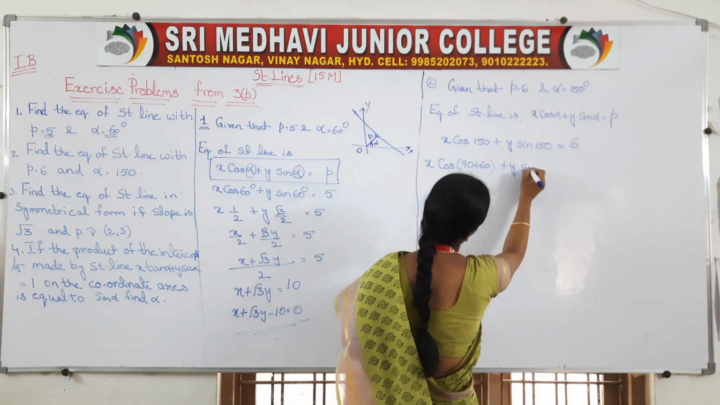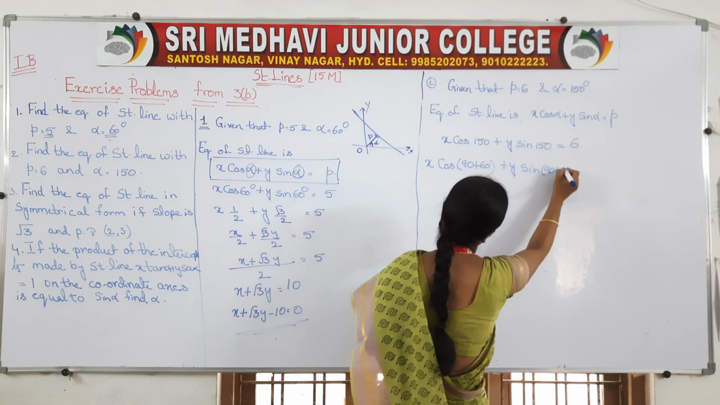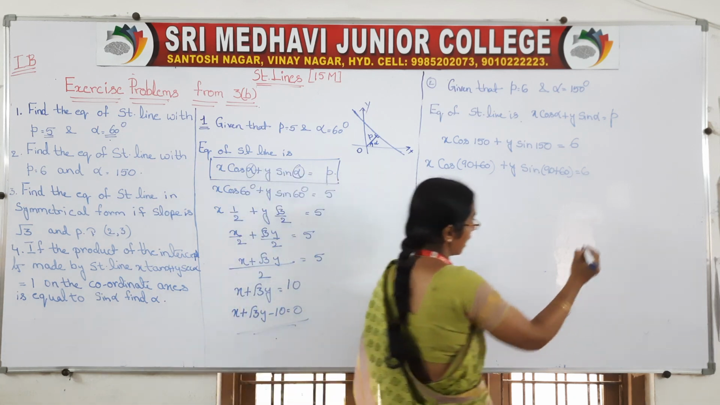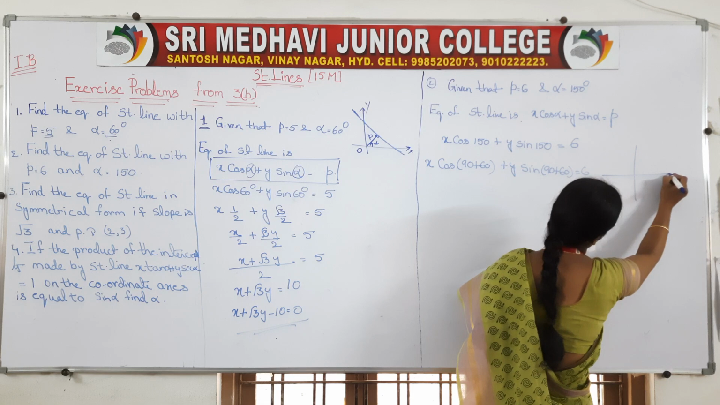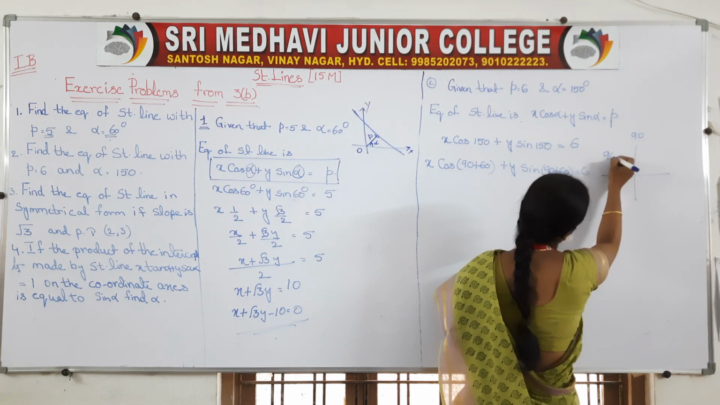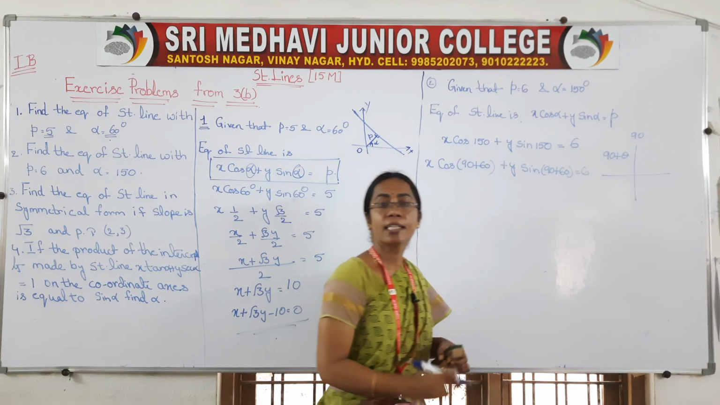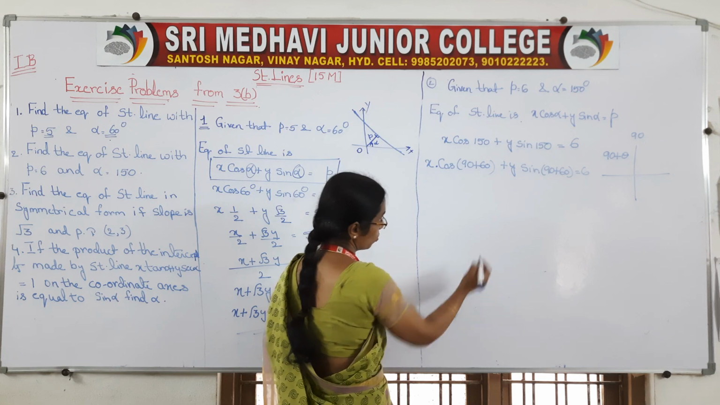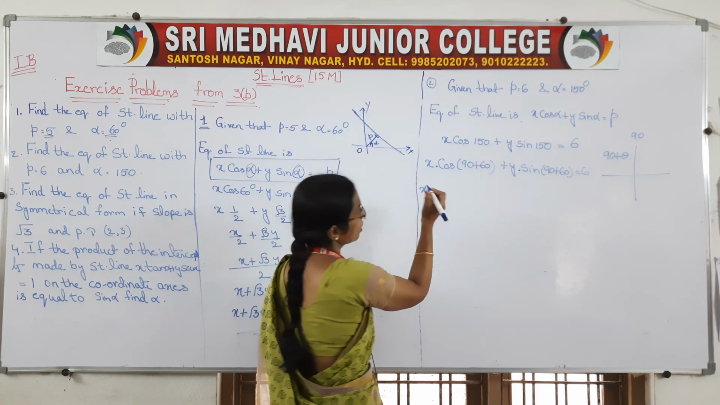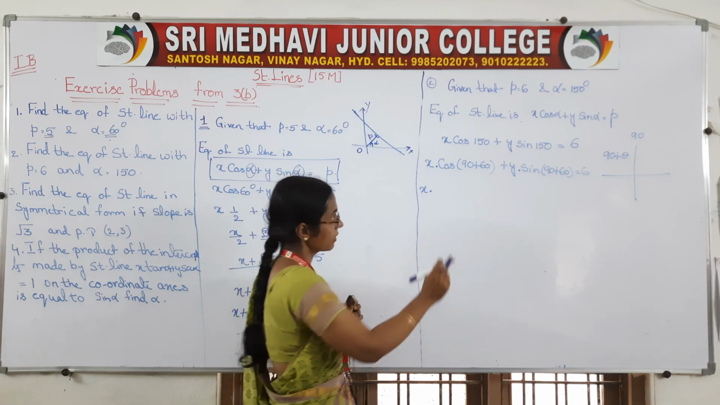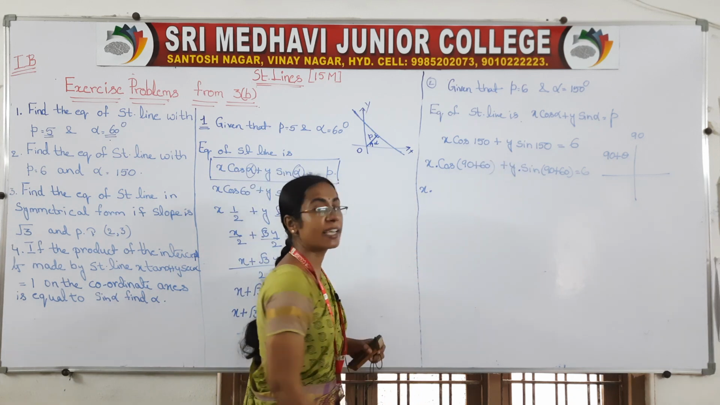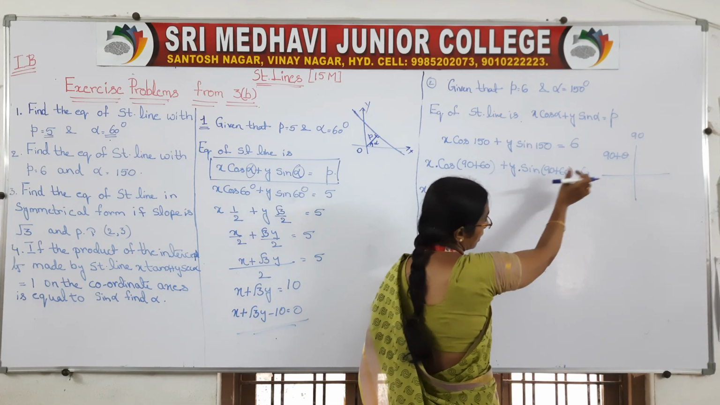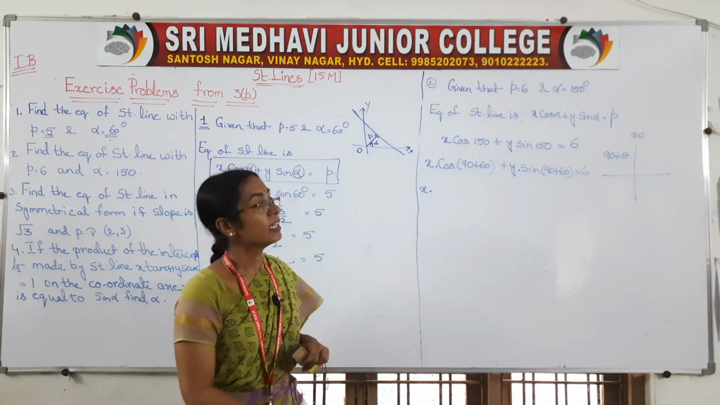Similarly, here y into sine of 90 plus 60 is equal to 6. So how will we take this value? According to our trigonometry, this is 90 plus theta quadrant, that is the second quadrant. So now see, x into cos of 90 plus 60. That means this is in the second quadrant. In the second quadrant, 90 plus something belongs to the second quadrant.